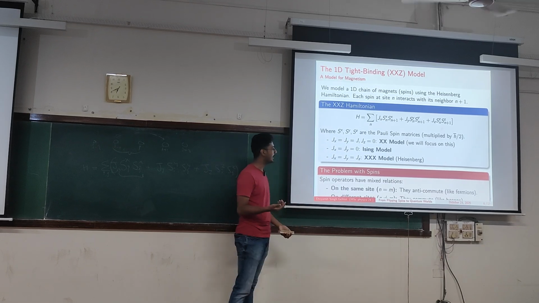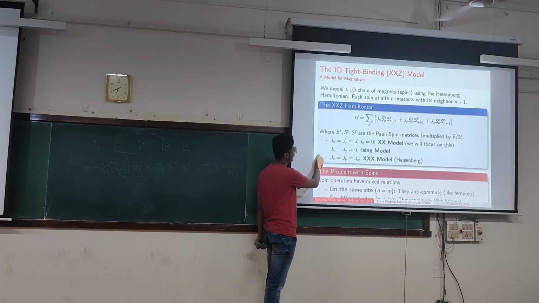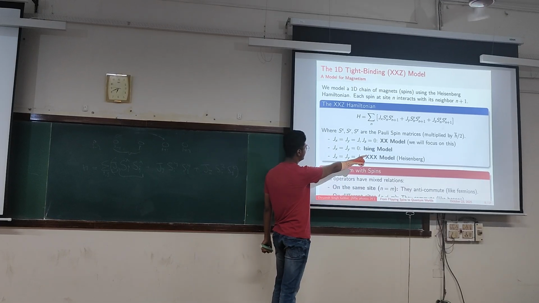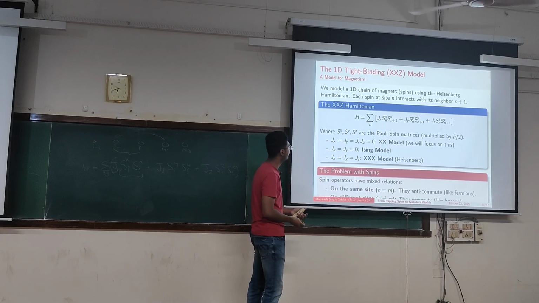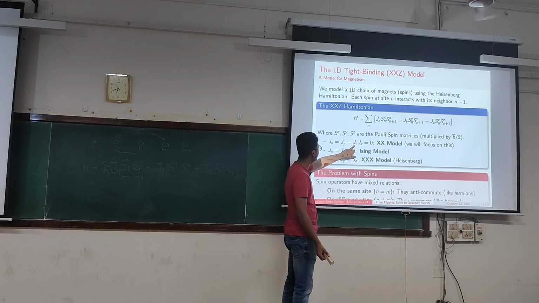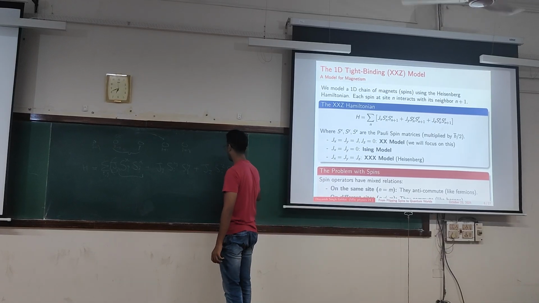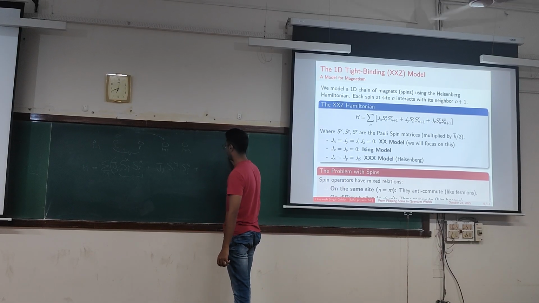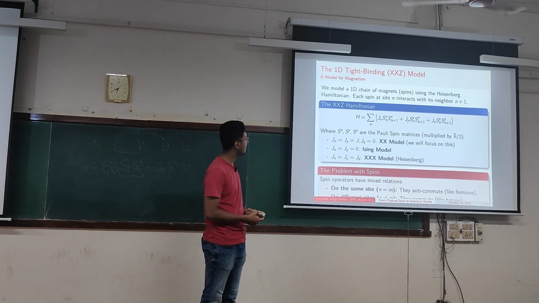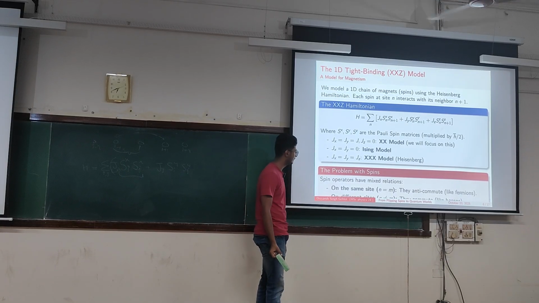So there are many kinds of models we can talk about. One model which we are going to study is the XX model, where Jx and Jy are equal, say the same J, and Jz equals 0. So we are ignoring the Jz component. We can do it, but we will not do it. Others include the Ising model, etc.